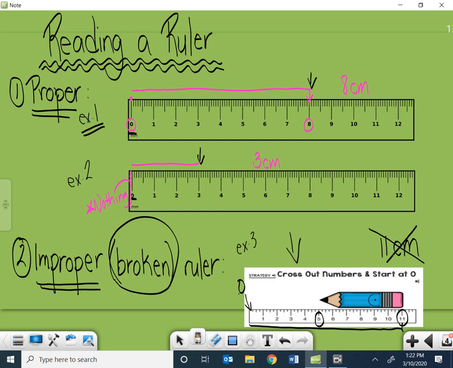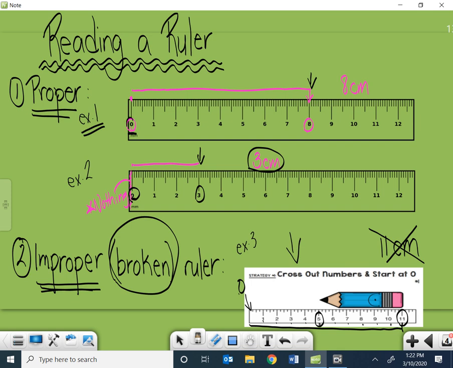Unfortunately, that's why this is called improper. We labeled it improper because it didn't start at 0. If it doesn't start at 0, it doesn't mean you can't measure, it just means you need to remember how to measure, which is, you're not counting 1, 2, 3, 4, 5, 6, 7, 8, 9, 10, 11. Now you have to look at the starting point. Same way here, our starting point happened to be 0 and our ending point happened to be 3. Therefore, it is 3 centimeters.